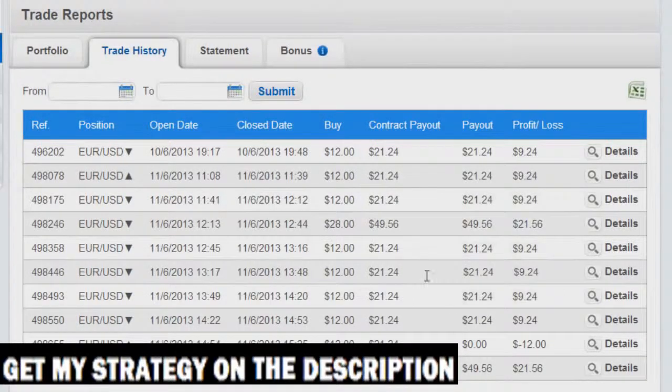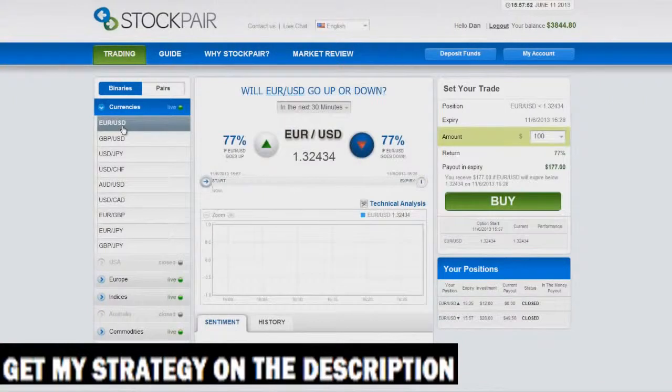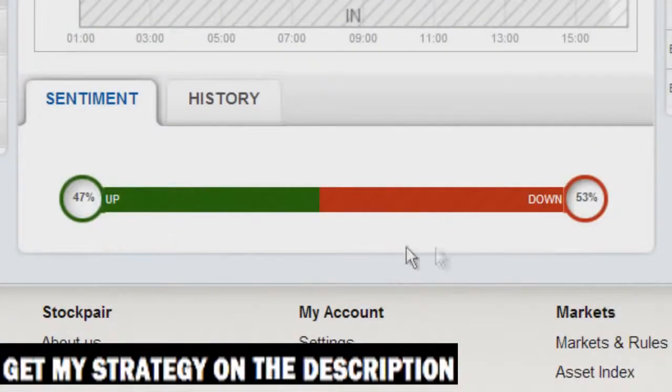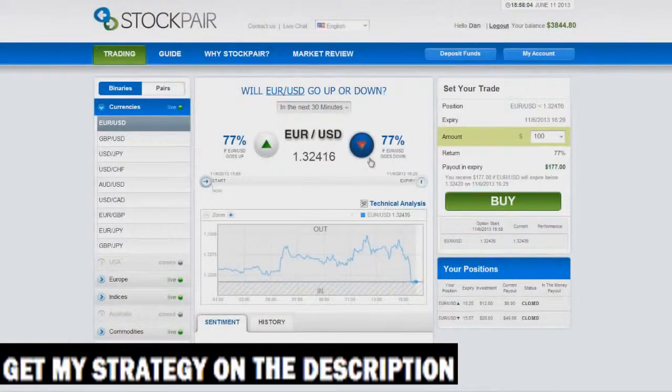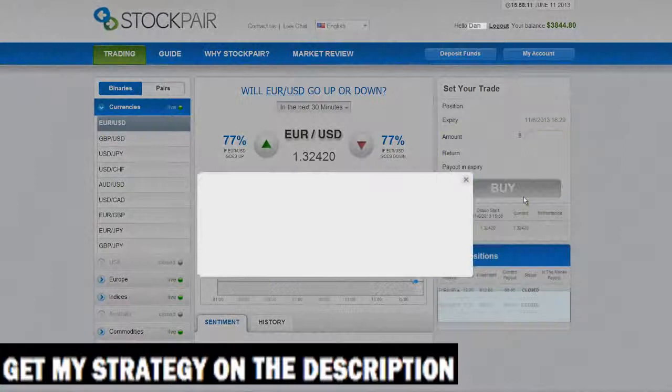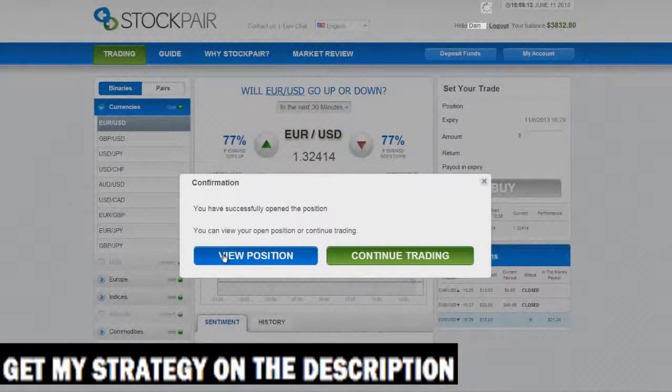So we'll click back up to the Trading tab. We'll select Euro USD. Look at the sentiment tool real quick. We see what direction most traders are trading. We've got a 47-53 split. So we'll click on the Down Put button and go with the direction of the traders. We'll enter the amount of $12. We'll click Buy. We'll hit View Position. And we're on to the next trade.